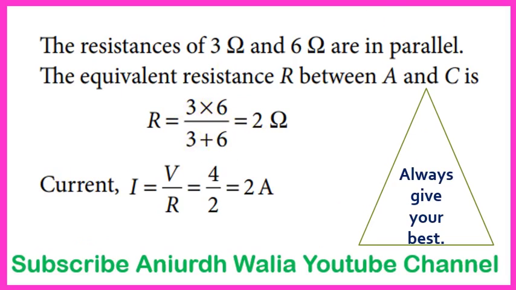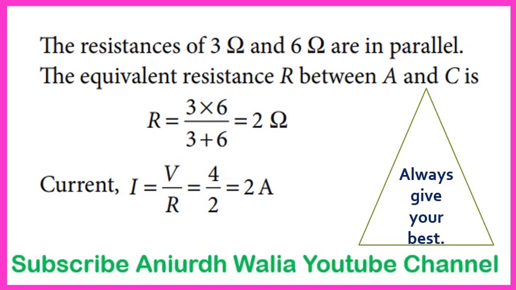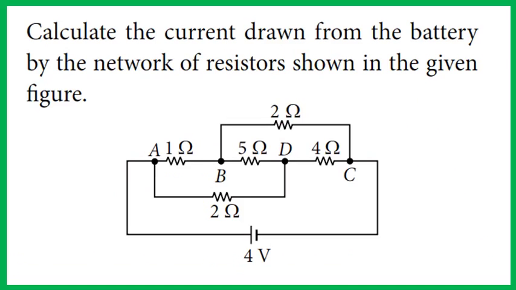Then you have to use Ohm's law equation, that is I equal to V by R. V is given as 4 volt, R is given as 2 ohm, so you will get 2 ampere as the current. This is again a very easy problem, but if you have understood this as the Wheatstone bridge, then you can solve this problem very easily. Again, this problem comes as a 4 marks question.